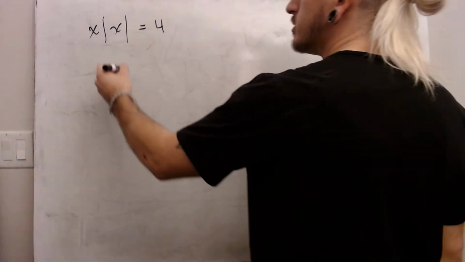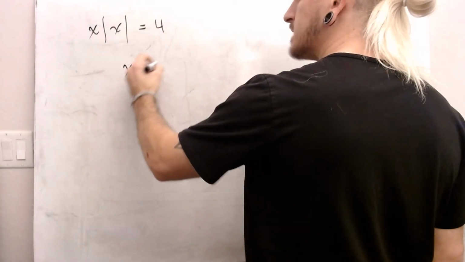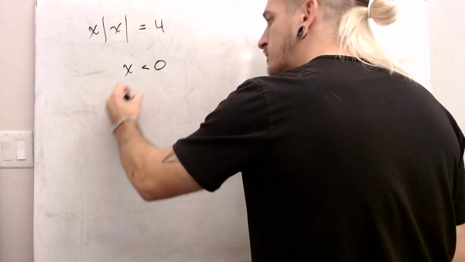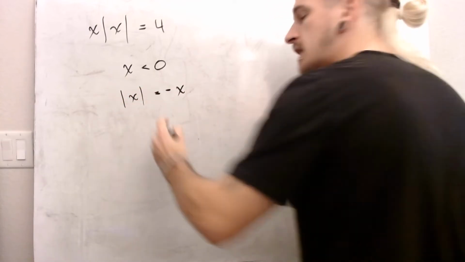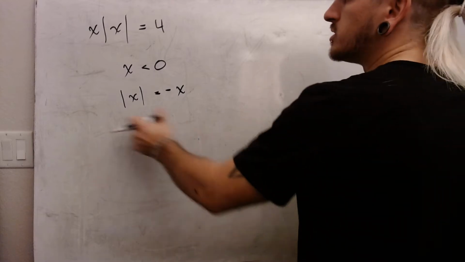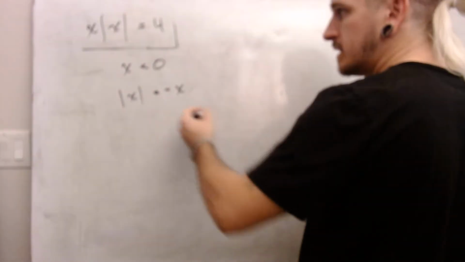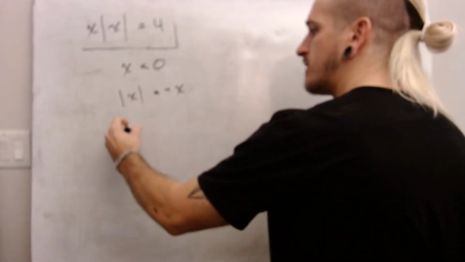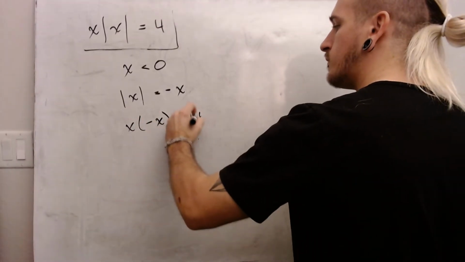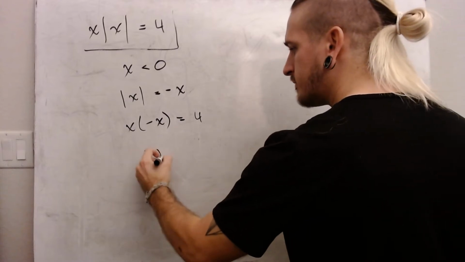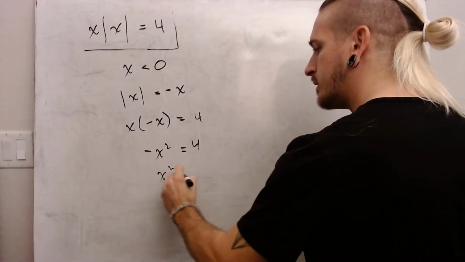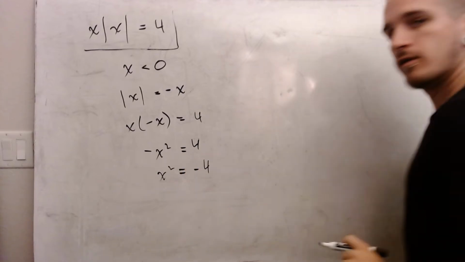Because the absolute value by definition is split into cases, we need to do that here. So first we consider the possibility that x is less than 0. When this is true, we know that the absolute value of x equals negative x. Again, this is by definition. So substituting that into our original equation, we'd have x times negative x equals 4. Negative x squared equals 4, or x squared equals negative 4.